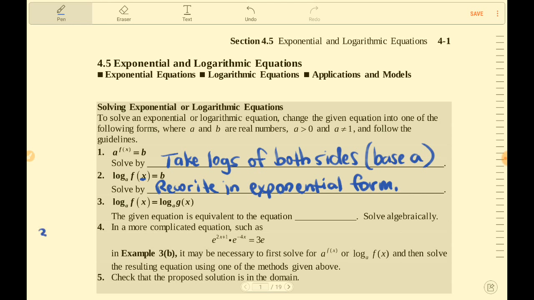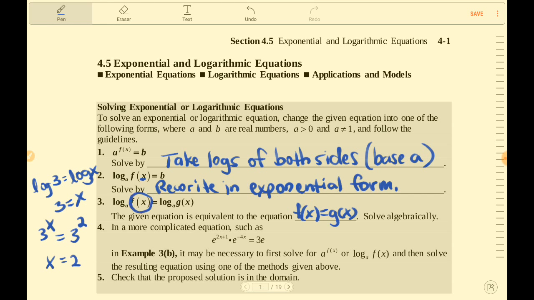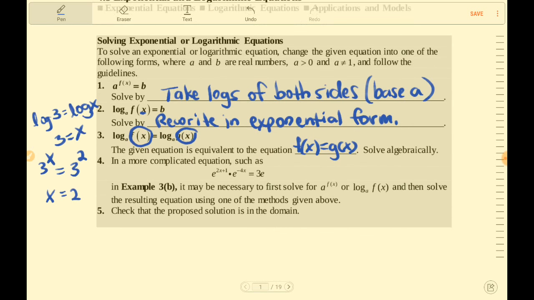Third, when you see a log equals a log and they have the same base, it's similar to how, if we had 3^x equals 3 squared, you would know that x equals 2. The same thing applies when you have log of 3 equals log of x, then you would know that 3 is x, or x is 3, as long as the base is the same. So in that case, you would set f of x equals g of x, meaning whatever is plugged into your logs, as long as the logs are the same base, then those two arguments are equal to one another.